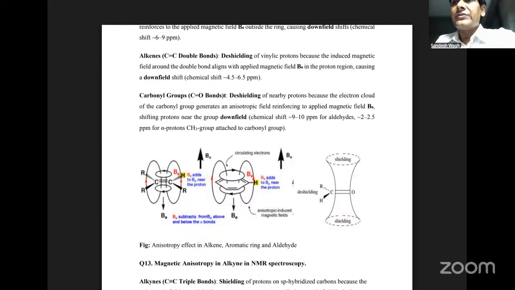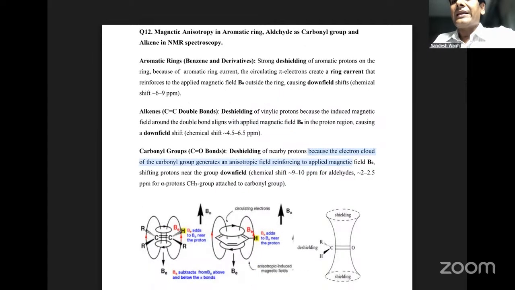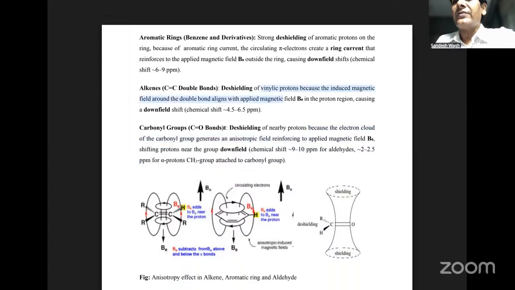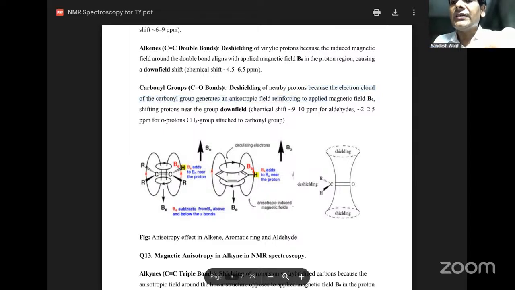Okay, so if you see here, the chemical shift value for the aromatic ring ranges from 6 to 9. For olefin, it is 4.5 to 6.5. Then carbonyl groups, like the example of aldehyde, will be in the range of 9 to 10. And if the methyl group is attached to the aromatic ring, then it will range from 2 to 2.5. That means these are in fact changes in the required magnetic fields.